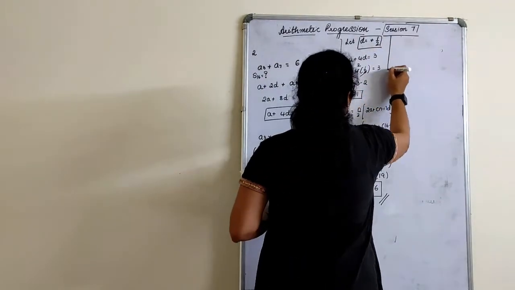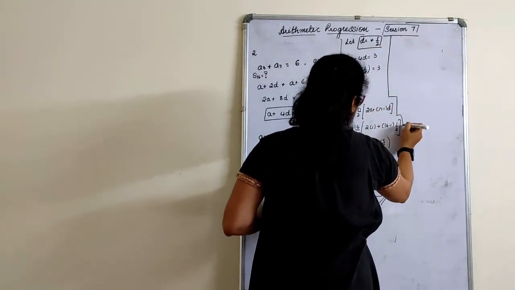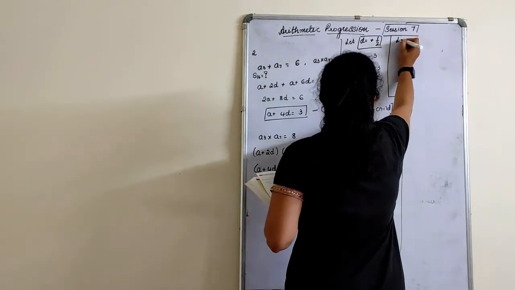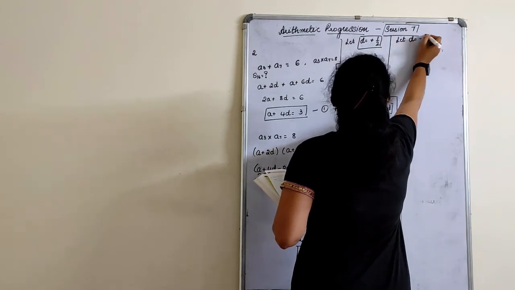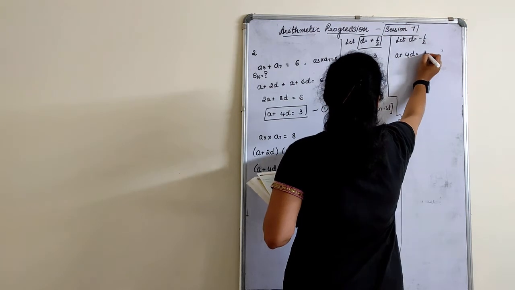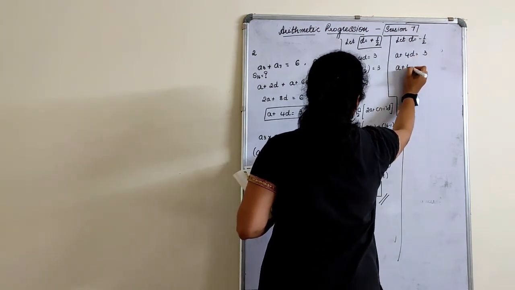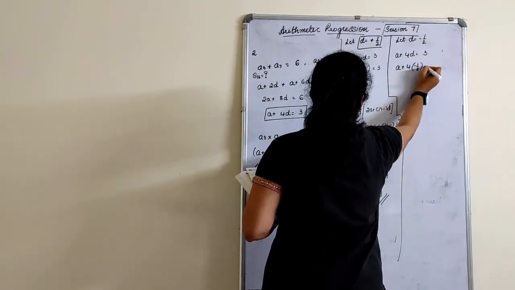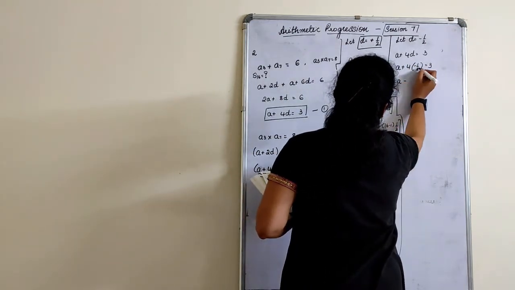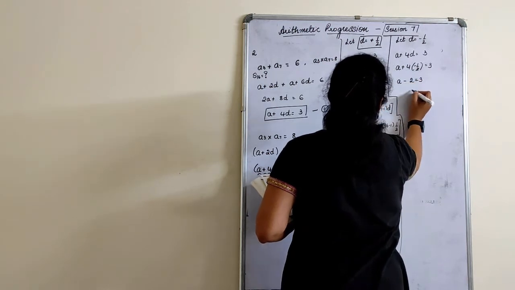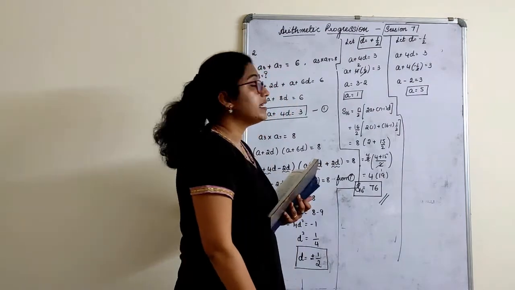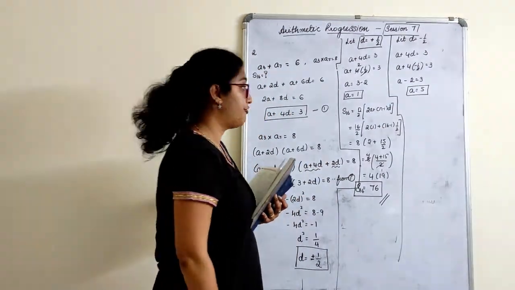Now we have one more set of S to be found out. I'll adjust in this only. D is plus or minus 1 by 2. Let D is equal to minus 1 by 2. A plus 4D is equal to 3. A plus 4 into minus 1 by 2 is equal to 3. A minus 2 is equal to 3 and A is equal to 3 plus 2, 5. So when D is minus 1 by 2, A is 5.